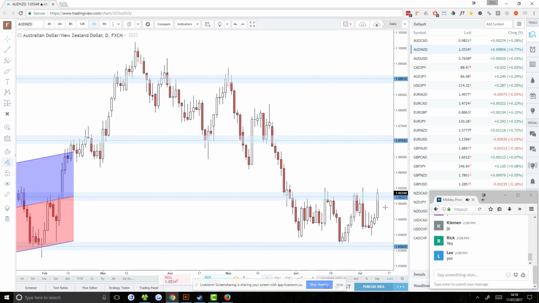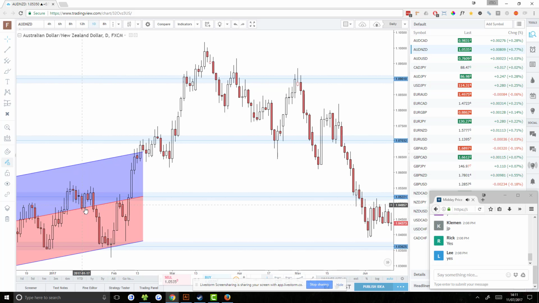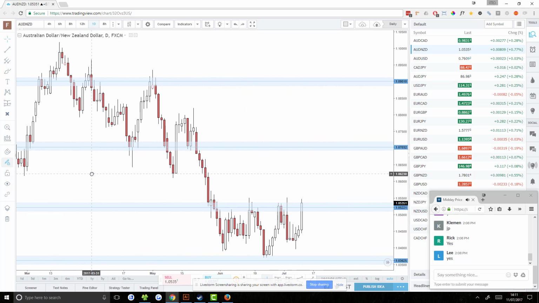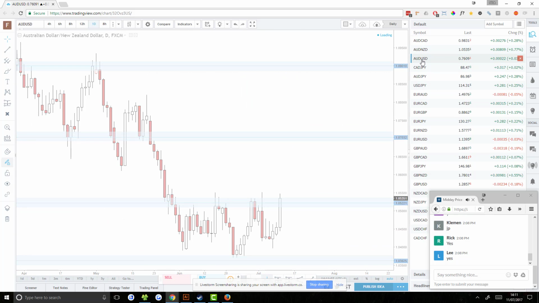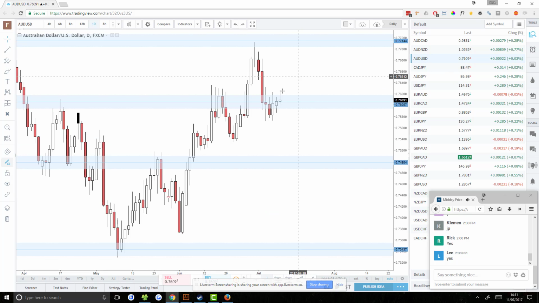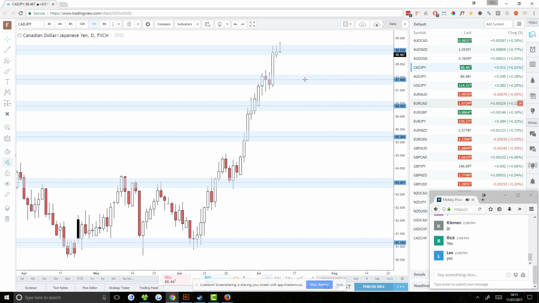Why is it loading so slow today? With AUD New Zealand, it's potentially broken above and coming back down, so what the hell is this doing here? So yeah, there's nothing much that I would want to trade on AUD USD. It's just not looking that great to me.